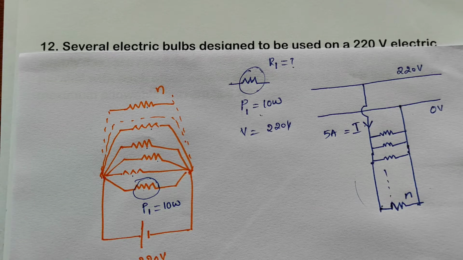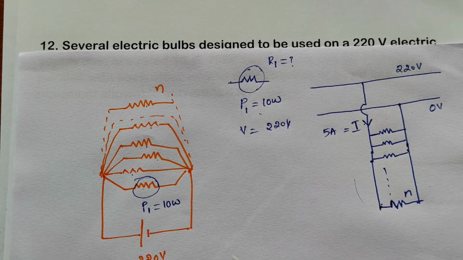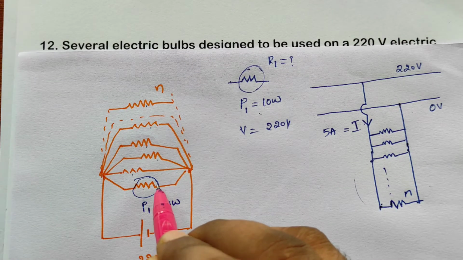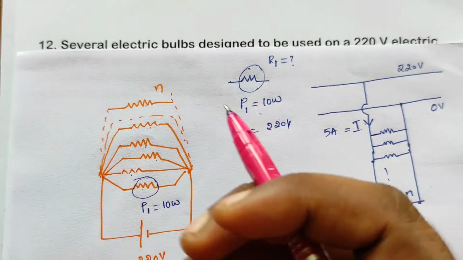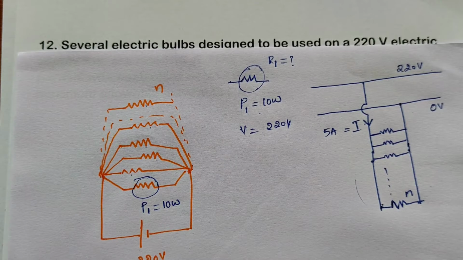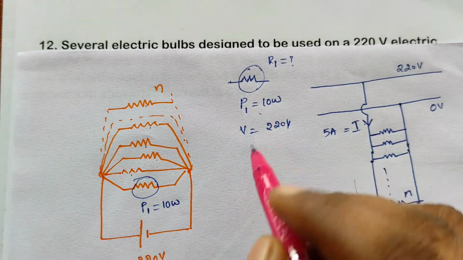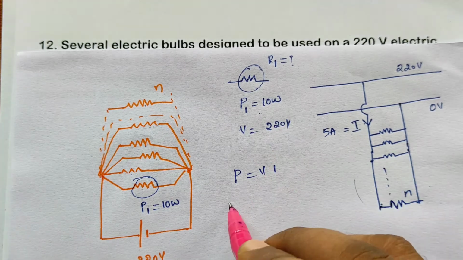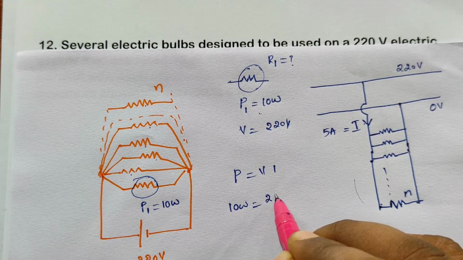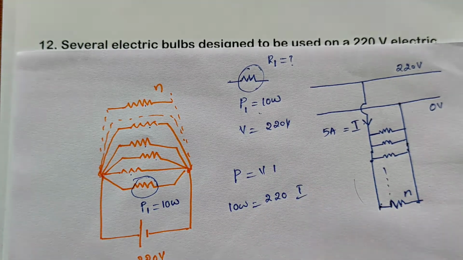First of all, this problem can be solved in two methods. The first method is a very easy method. I am going to find out how much current this bulb needs for glowing. How can we find that? By using power equal to VI, the formula you know, right? Power is 10 watts, voltage we know that is 220 volts, and I we need to find, which is current.